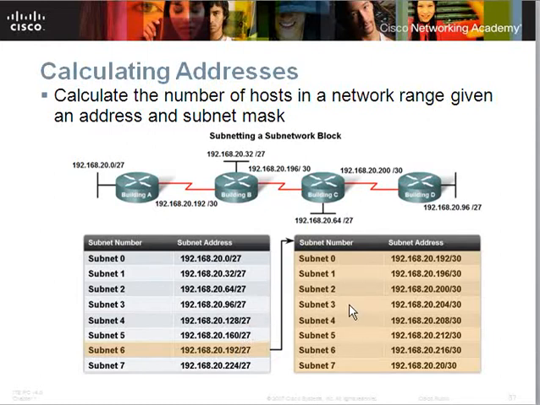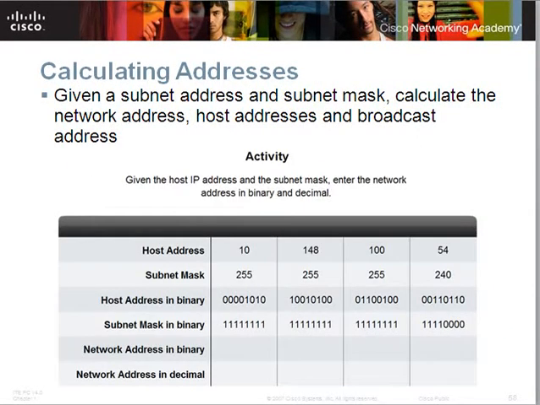Here you can see this is the activity that is being given. For example, 10.148.100.54, one host address is given, and one subnet mask is given. Your next exercise is to calculate the network address from the given host address and subnet mask. So you have to calculate these subnetworks, first valid IP, last valid IP, whether this is a valid IP, whether this is a network address or broadcast address, and all those things.